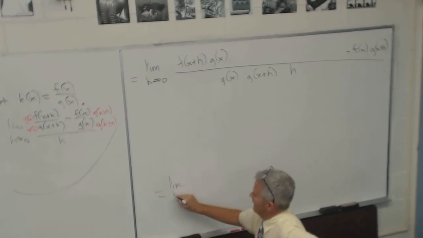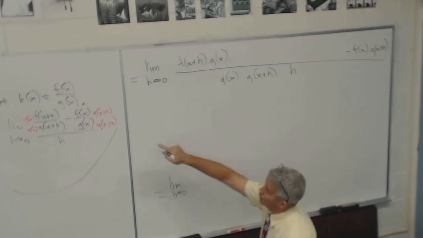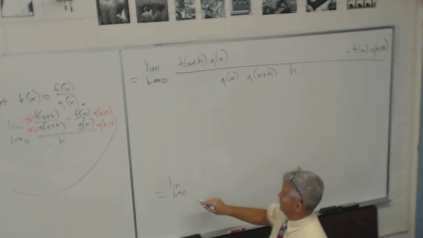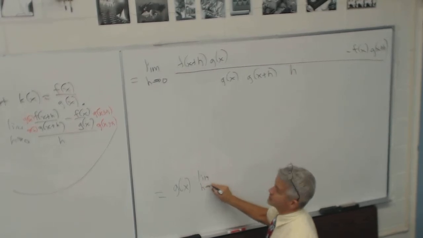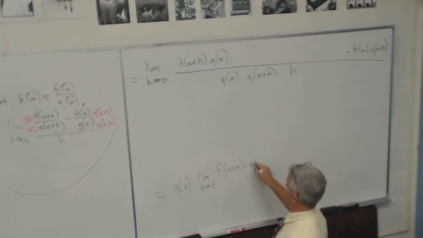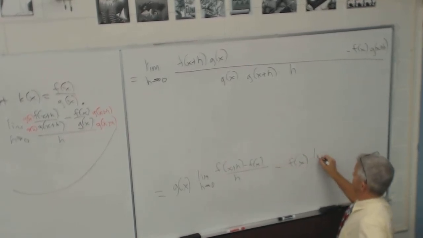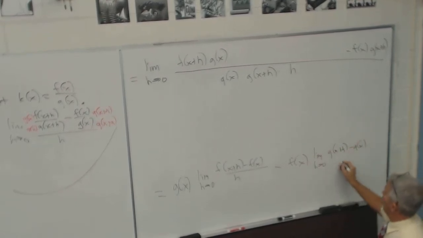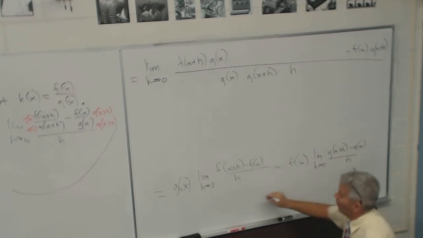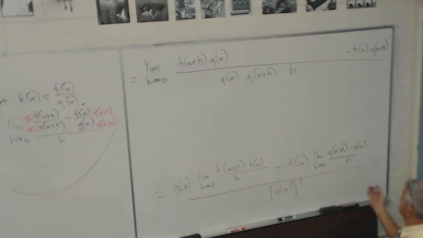Equals the limit as h goes to 0. Think about what we're going to end up with. If this is going to be right, we're going to end up with g of x times the limit as h goes to 0 of f of x plus h minus f of x over h, minus f of x times the limit as h goes to 0 of g of x plus h minus g of x, all over g of x, the quantity squared. That's correct.